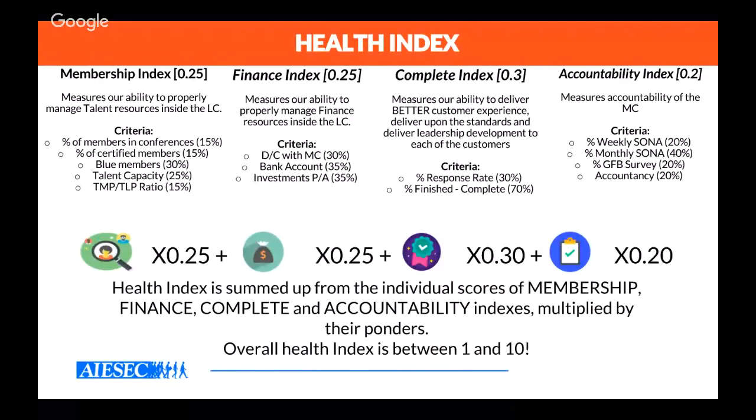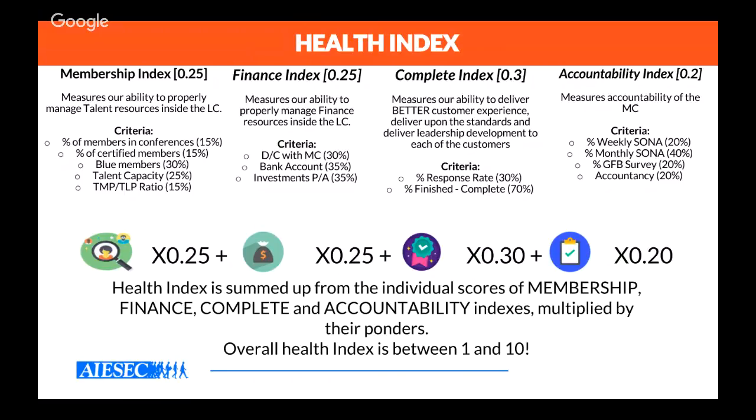Then another big weight is given by talent capacity, and then the LC structure, which is given by the team members to team leader ratio. Why? Because we also used to have a problem with pipeline and in general with structure, so we wanted to push LCs to focus on this also through the OD model.